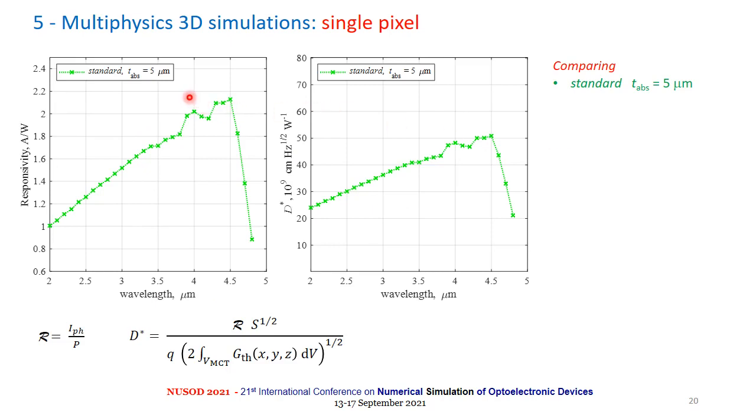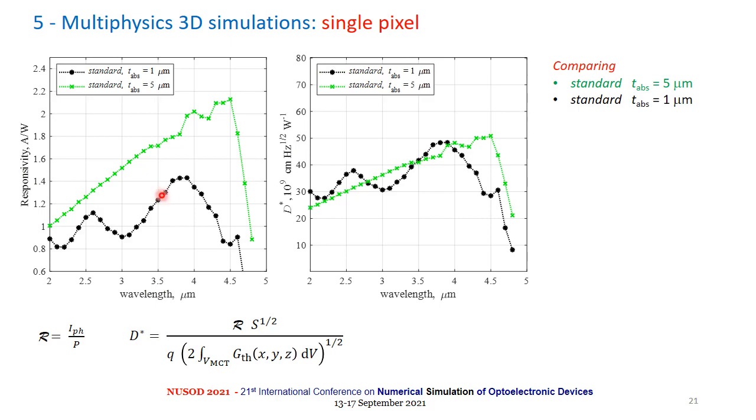Here we have the responsivity on the left and the detectivity on the right for a standard non-plasmonic detector, 5 micron thick, which is a very common choice. Here, with the black lines, we show what happens if we reduce the thickness to 1 micron only, still for non-plasmonic devices. As expected, the responsivity significantly decreases. But not the detectivity, because in its expression we reduce the capital R, the responsivity, but we also reduce the volume on which the integral is performed.